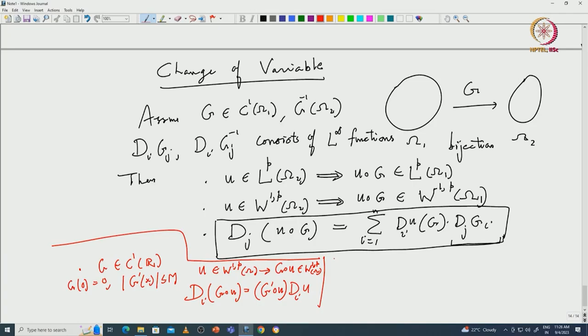Another thing is a little important, and we will be using it. Suppose G is not smooth, only Lipschitz on R, with G of 0 equal to 0, and omega bounded. Then U in H1 naught of omega implies G composition U is in H1 naught of omega. Similarly, you can prove this one.